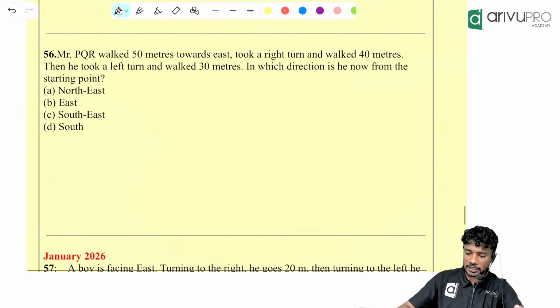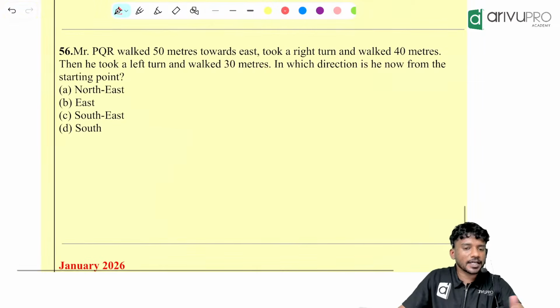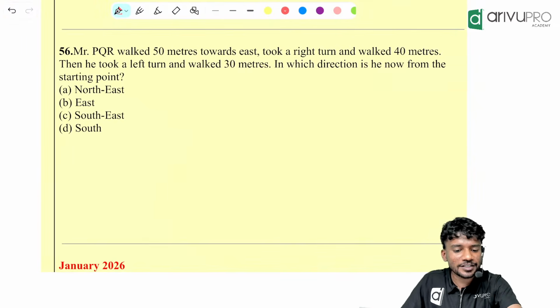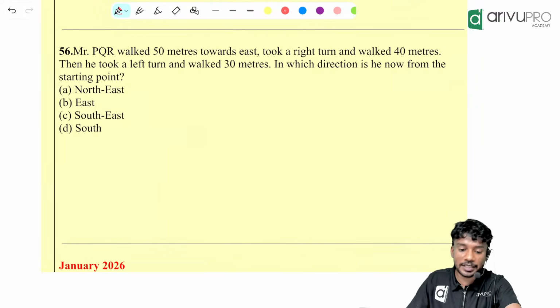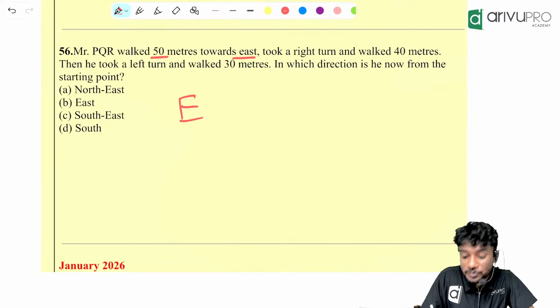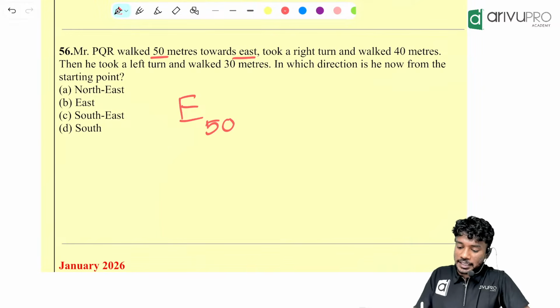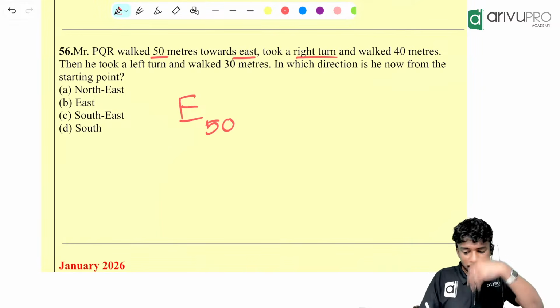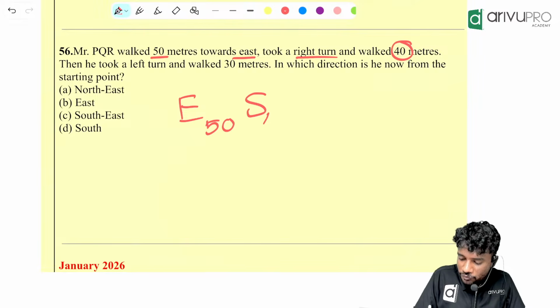Now go for the last question. The same type of question. It was repeated for the second time in the same attempt, based on the initial point and the final point. Question, can you do it for me? PQR walked 50 meter east. East how much, people? 50 meter. Then turn right. Right of east is what, people? South. How many meter? 40 meter.